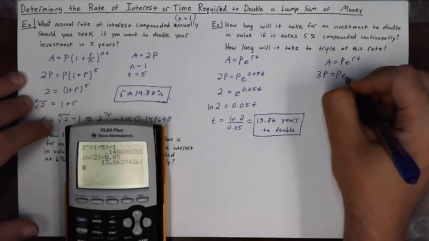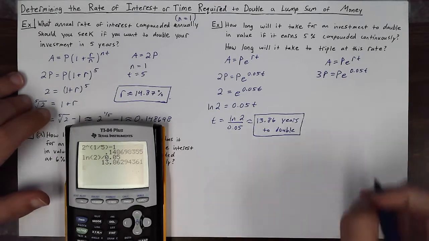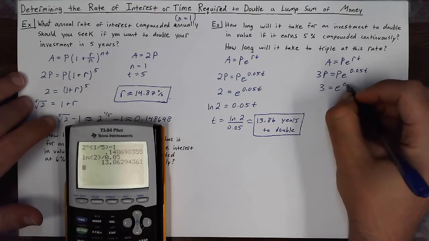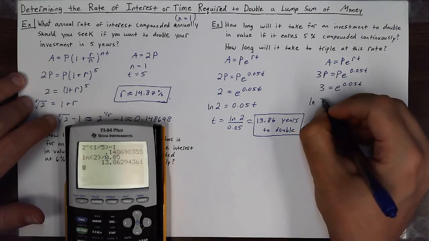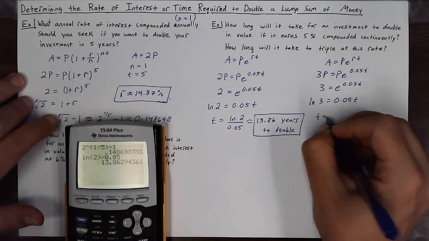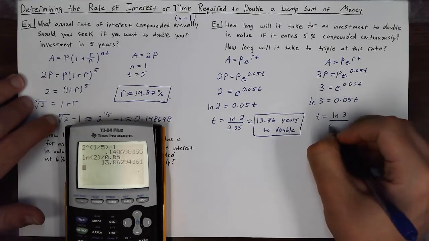And e to the 0.05t. I will divide by P first, so I get 3 equals e to the 0.05t. Rewrite this in logarithmic form: natural log of 3 is equal to 0.05t. And t will equal natural log of 3 over 0.05.